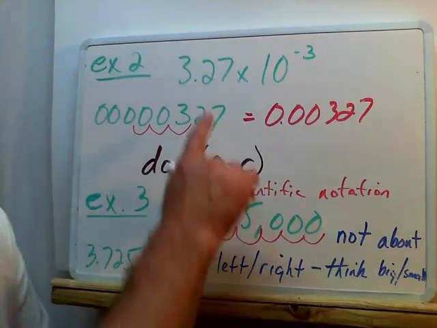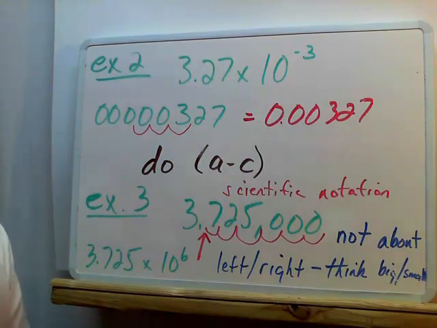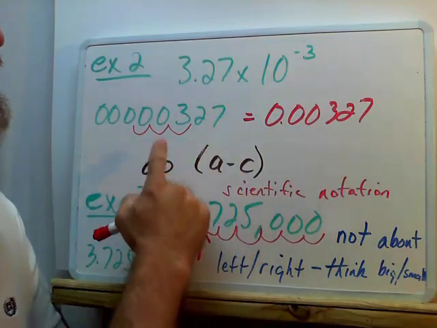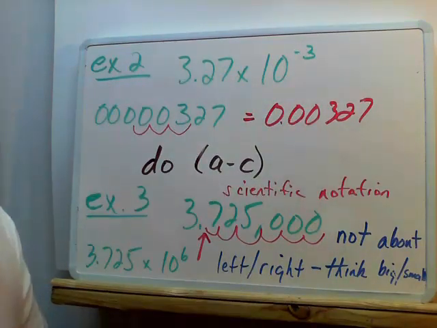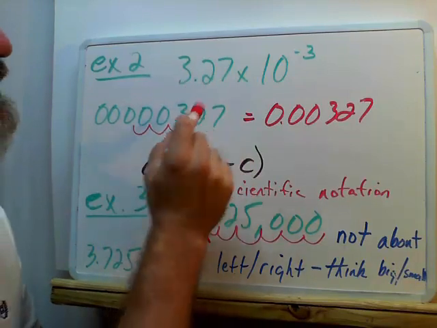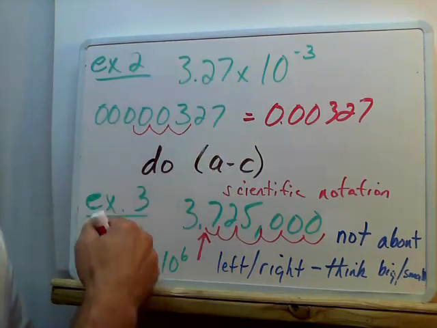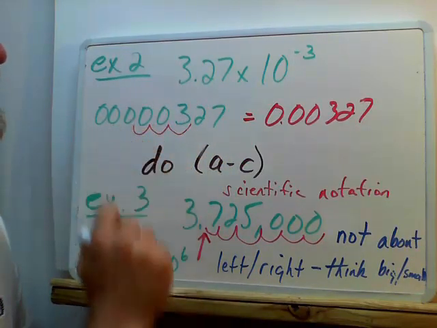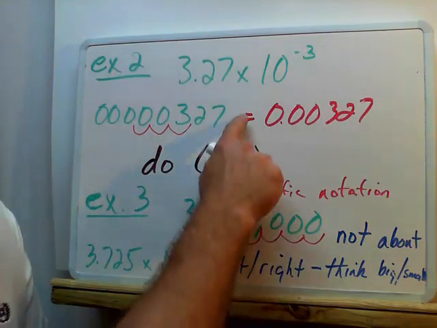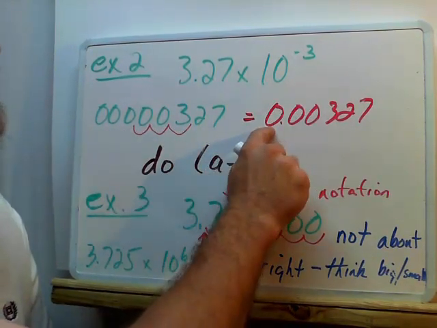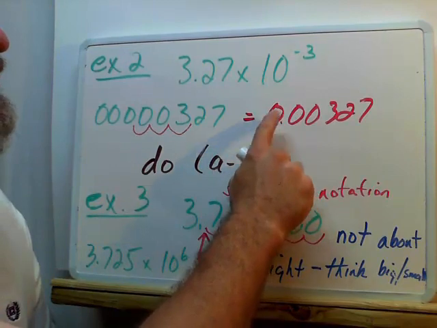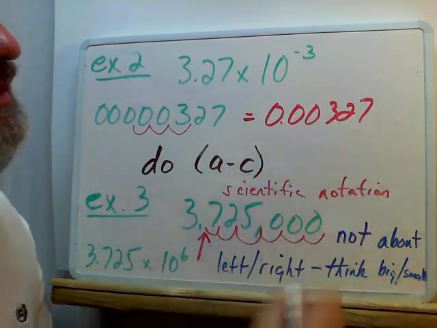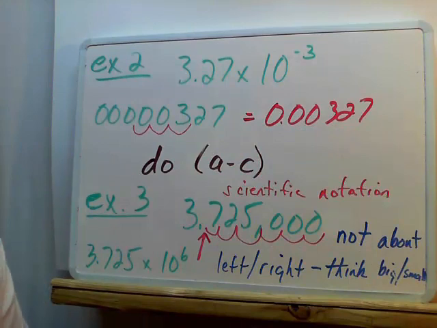Example 2. You have 3 and 27/100ths times 10 to the negative 3. So in this case, because it's negative, we're looking for a small number, so we're going to move the decimal point to the left. So again, write your digits out, 327, put some zeros out front, and we're going to start right here because that's where the decimal point was, and we're going to move 1, 2, 3 positions to the left. And then we're going to put the decimal point there. Always put a 0 out in front of it to call attention to the decimal point. 0.00327 is your answer. Please do letters A through C.